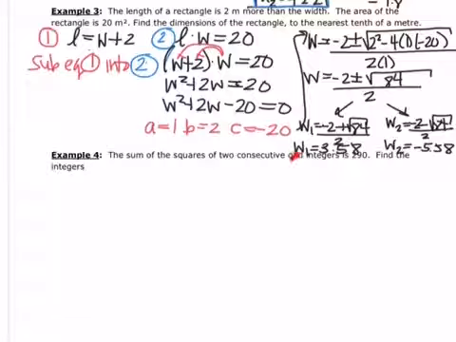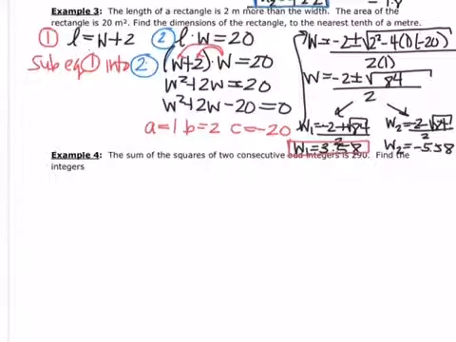Well, in this case, W stands for the width of a rectangle. The width of a rectangle could be 3.58, but can it be negative? No, because it's a length, and length can't be negative. A measurement in distance cannot be negative. And so what we're left with is this final outcome, which is that the width of this rectangle must be 3.58.